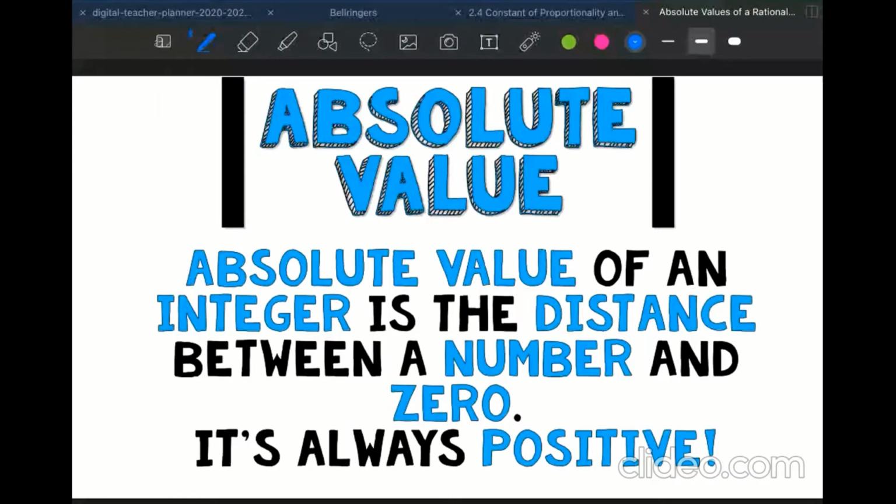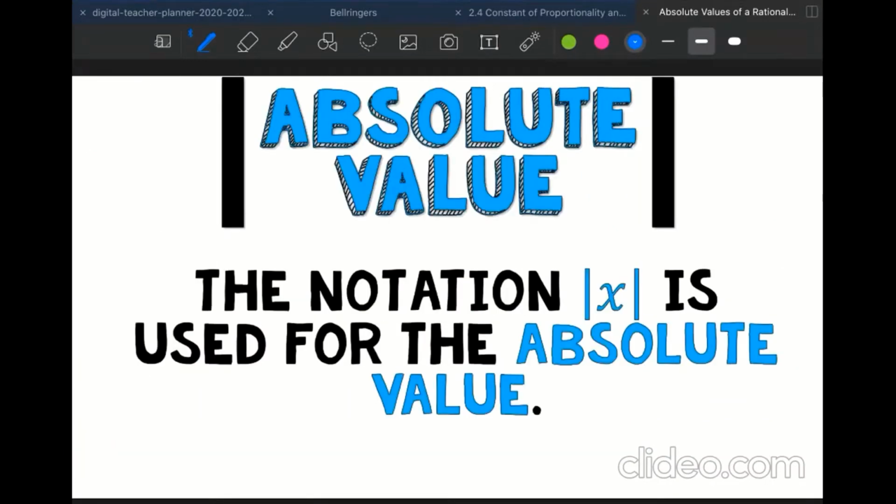All right, so the absolute value of an integer is the distance between a number and 0. Remember, the most important thing here is that the number is always, always, always positive. Okay, so let's take a look at how I write the notation for absolute value. The notation is 2 lines going up and down. The number is inside, and that's what we use for absolute value.